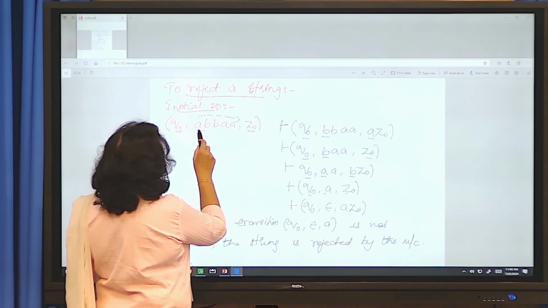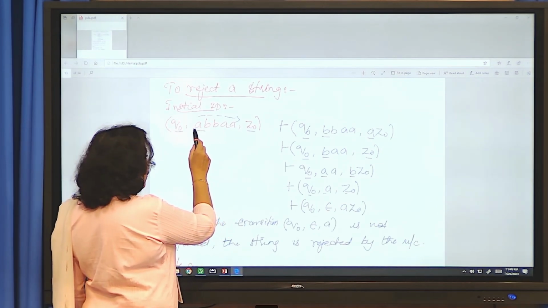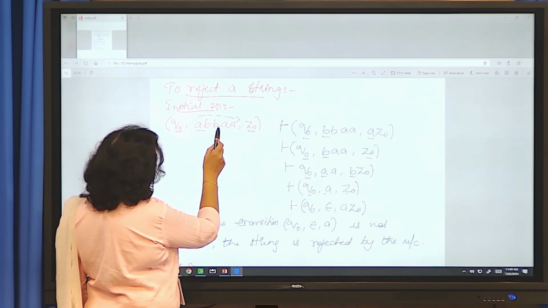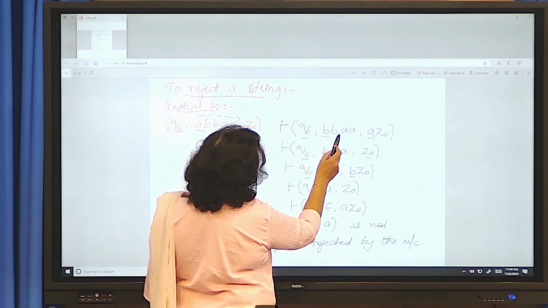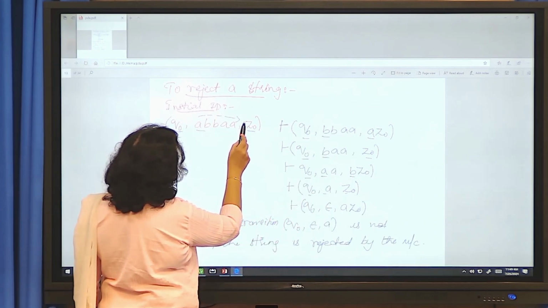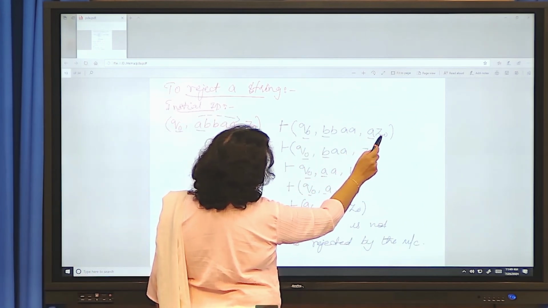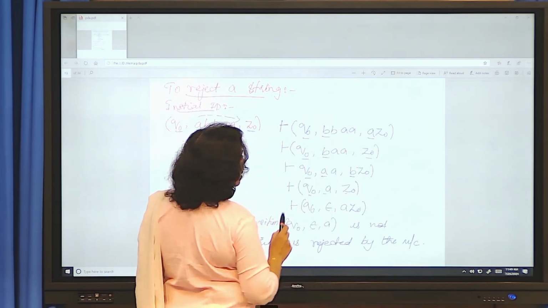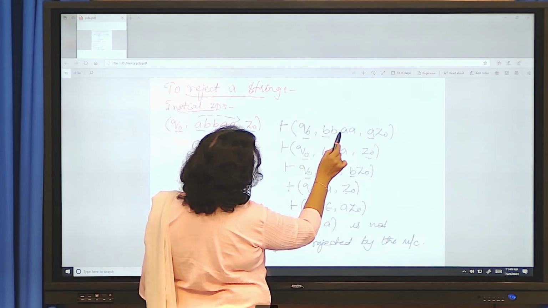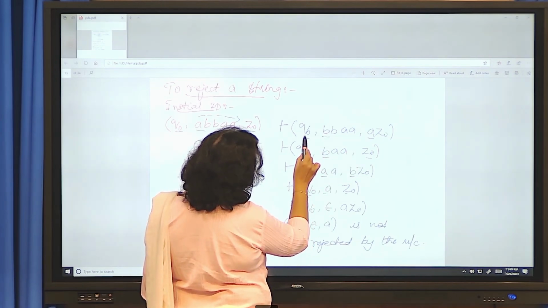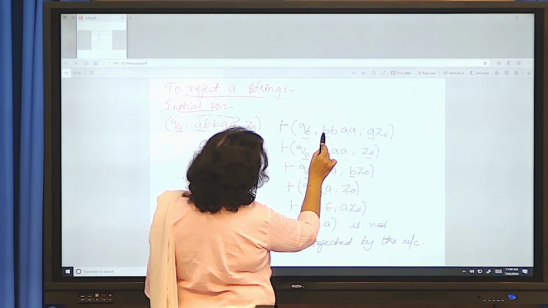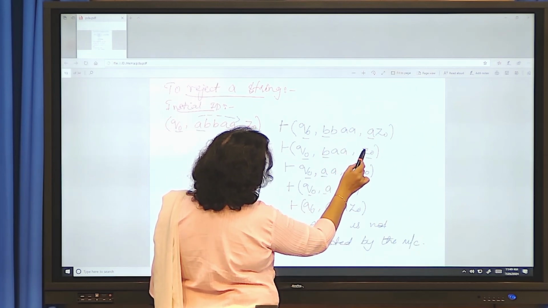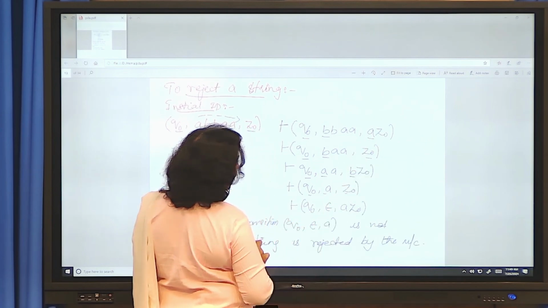So, Q naught comma A comma Z naught. The first input we have to push it onto the stack. What is remaining? BBAA. So, Q naught comma BBAA comma this A comes here and sits. So, this is A Z naught. Now, Q naught comma B comma A. So, Q naught comma B comma A, we are in state Q naught, 1B 1A, pop. What is remaining? BAA. This is popped, so there will be only Z naught.